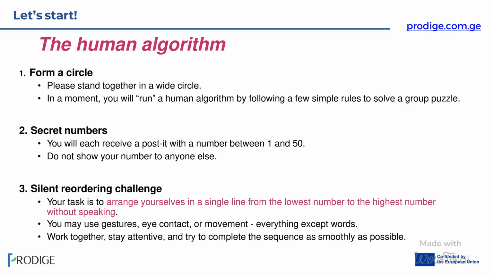Their task will be to arrange themselves in a single line from the lowest number to the highest number without speaking. They may use gestures, eye contact, or movement, everything except words. They should work together, stay attentive, and try to complete the sequence as smoothly as possible.